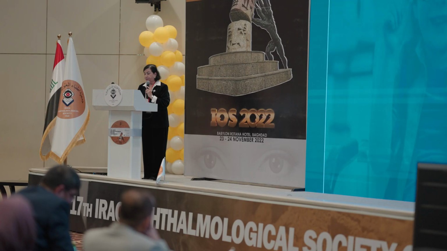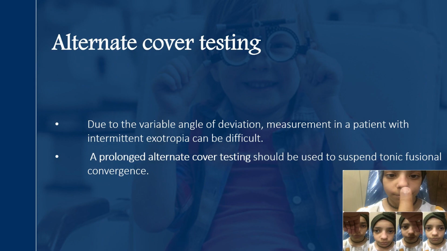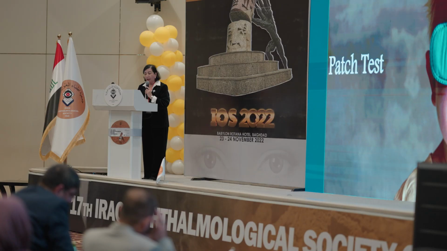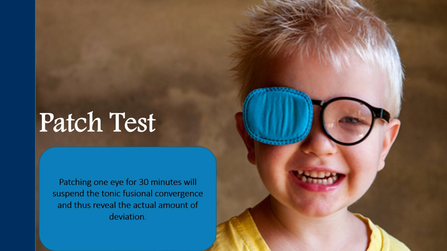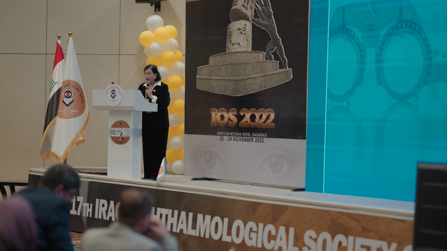While doing the alternate cover test, due to the variable angle of deviation, measurement in a patient with intermittent exotropia can be difficult. So what must we do? A prolonged alternate cover test should be used to suspend tonic fusional convergence. After that, we must do the patch test. Patching one eye for 30 minutes will suspend the tonic fusional convergence, and this reveals the actual amount of deviation. After that, we do the lens gradient method.